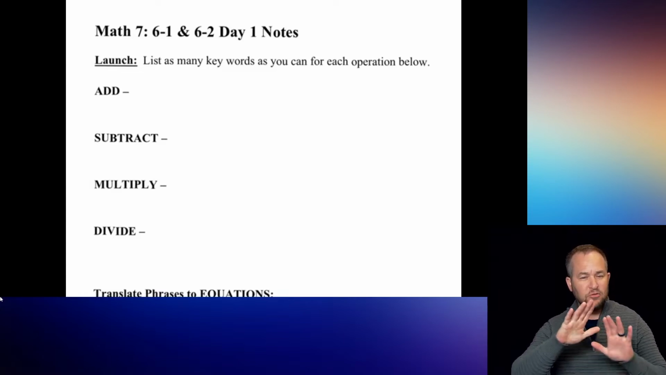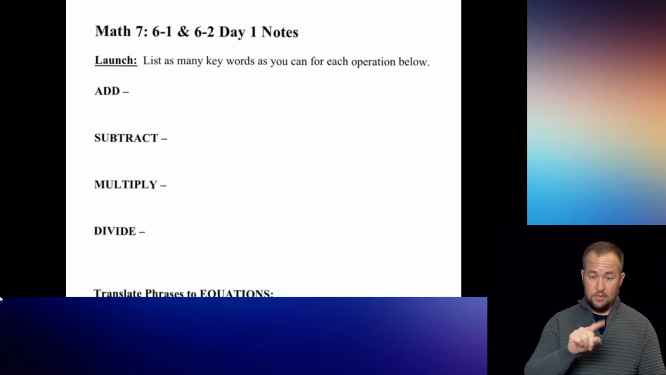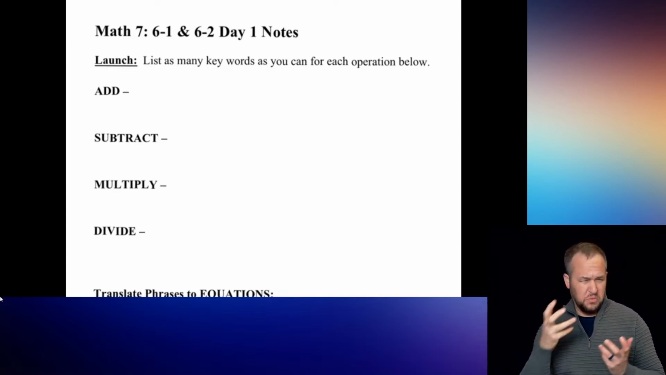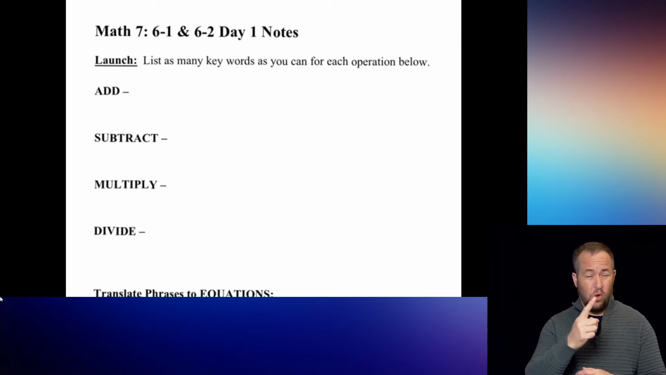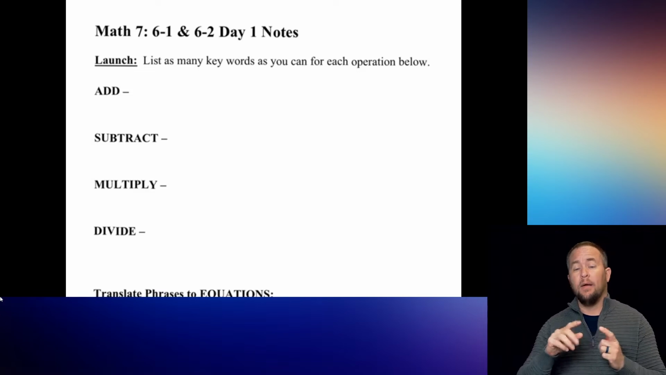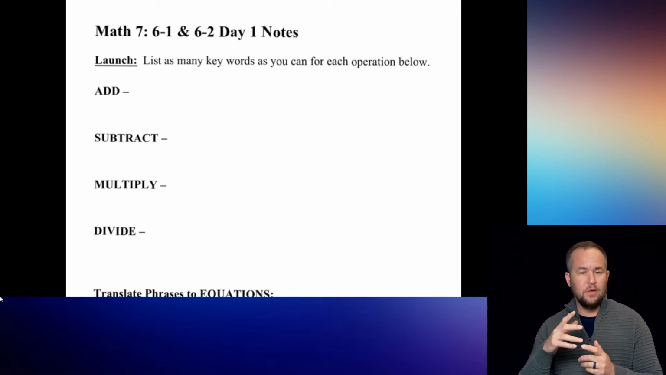Today we're going to get started on 6-1 and 6-2. We're going to combine these two because 6-1 is just adding and subtracting one-step equations, and 6-2 is multiplying and dividing one-step equations. So we're going to kind of combine them together just because you have seen this in the past.